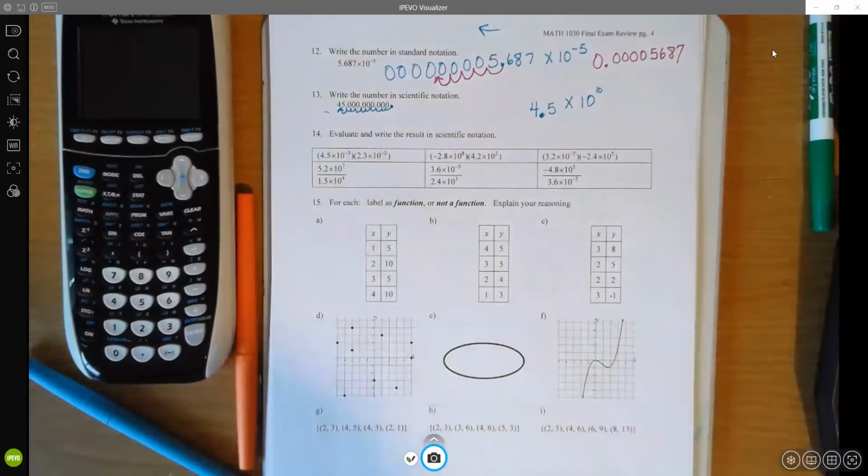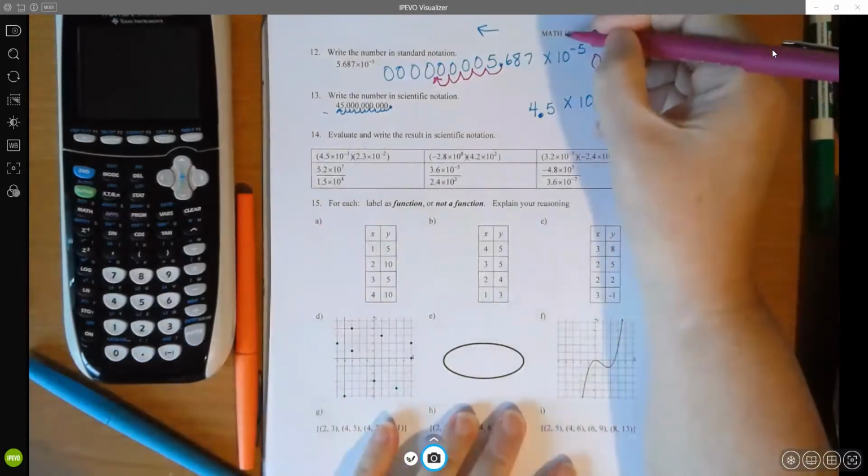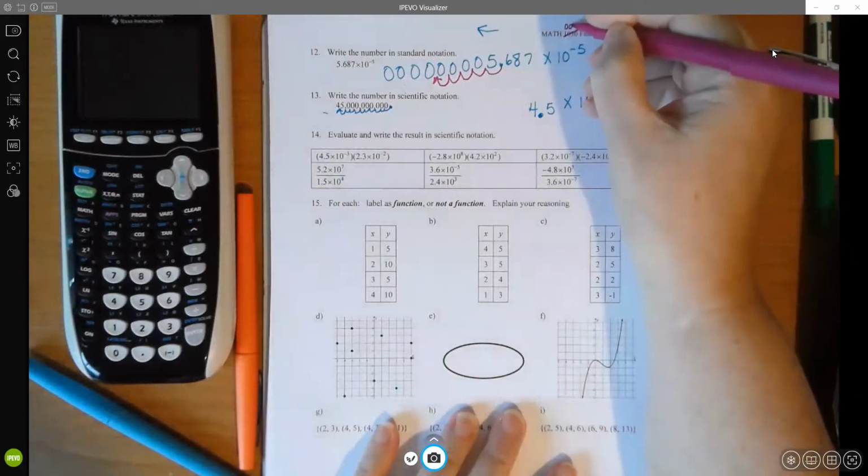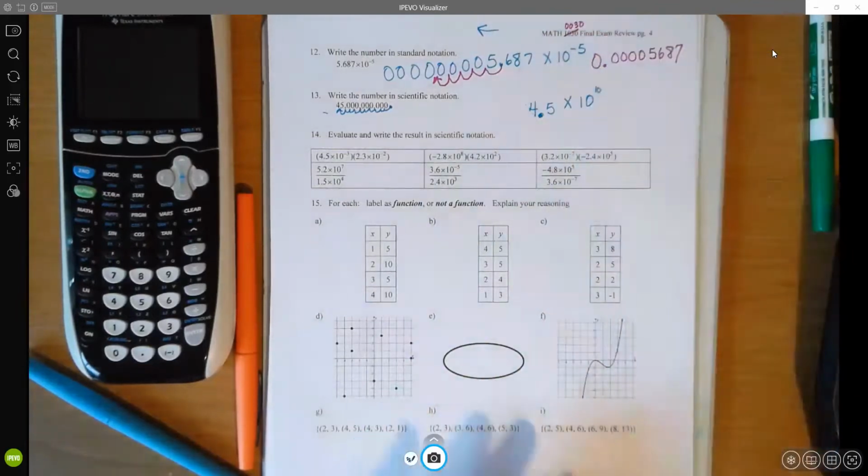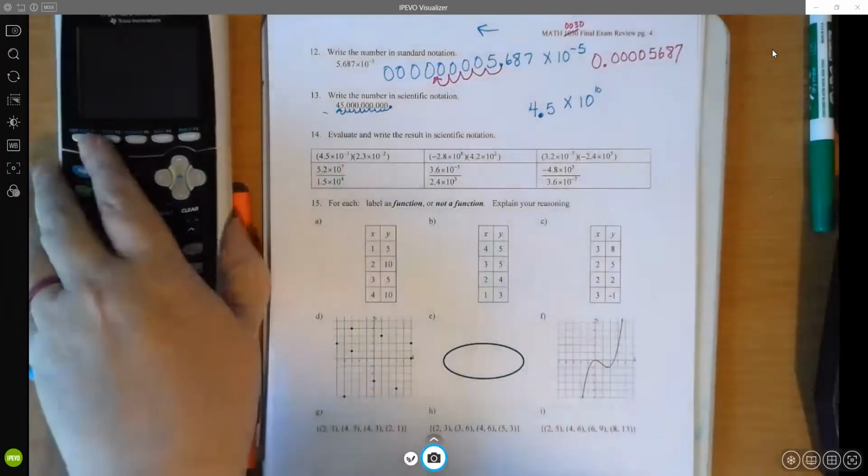Walters State Community College. And this is where we're working out the Math 0030. I don't know why this says 1030. It is the 0030 final review. And we're on page 4 of that review in problem number 14. These are the evaluate and write the results in scientific notation, and that is the section where we do the computations of working with numbers that are in scientific notation.